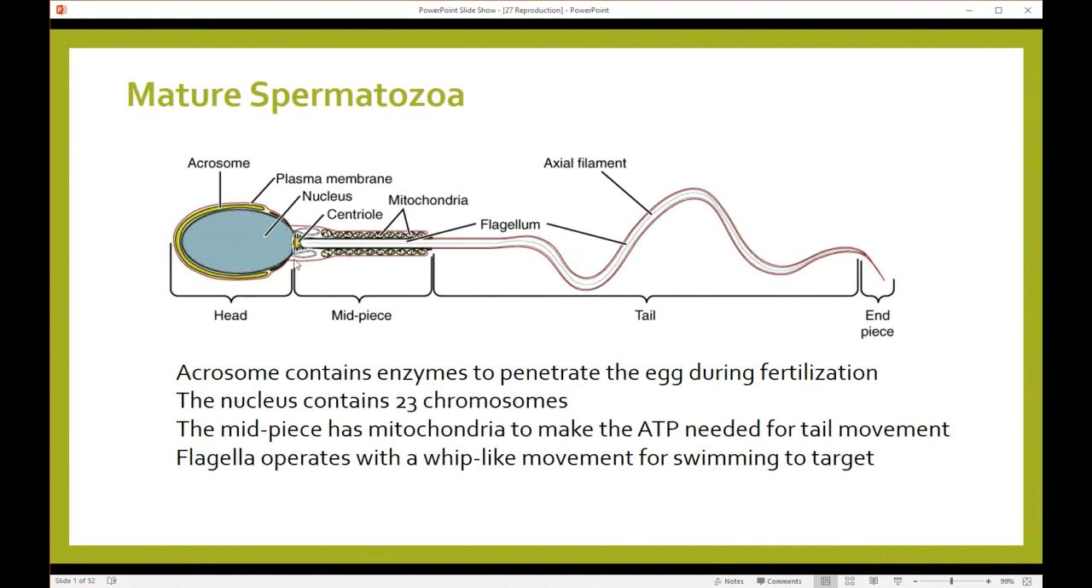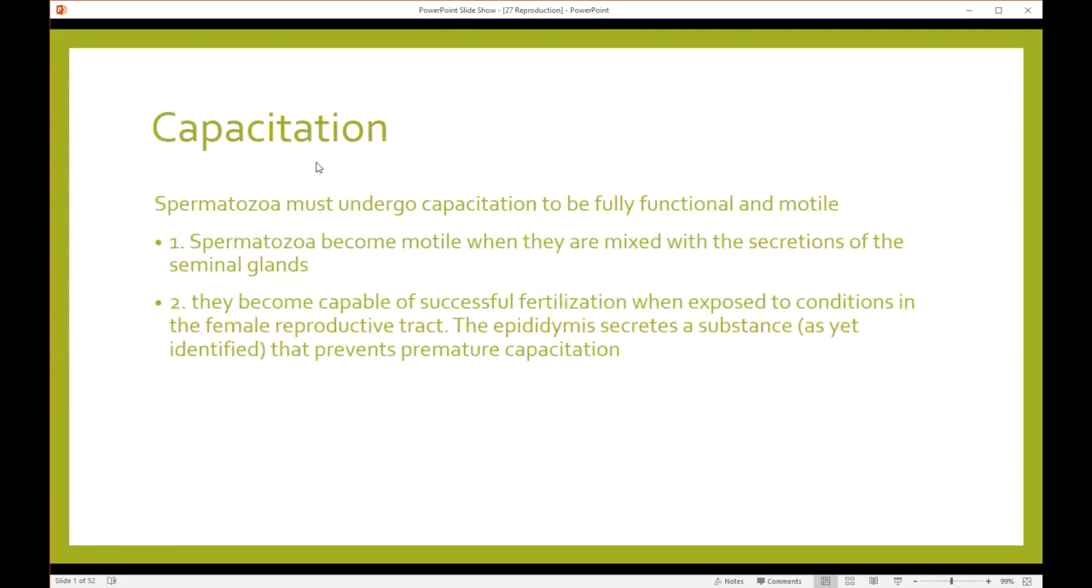So this is what a mature sperm actually looks like. It has what's called an acrosome. The acrosome is along the edge, or the head, and it contains enzymes. Those enzymes are going to penetrate the egg during fertilization. The nucleus contains 23 chromosomes. That's important, right, because that's haploid. The midpiece has the mitochondria, and the mitochondria are going to help make the ATP so that we can have the tail movement here. The flagellum, or the flagella for a bunch of them, is going to make this whip-like movement, and allows it to swim towards its target.